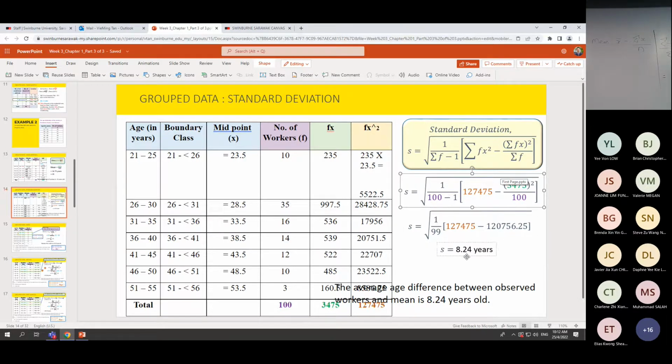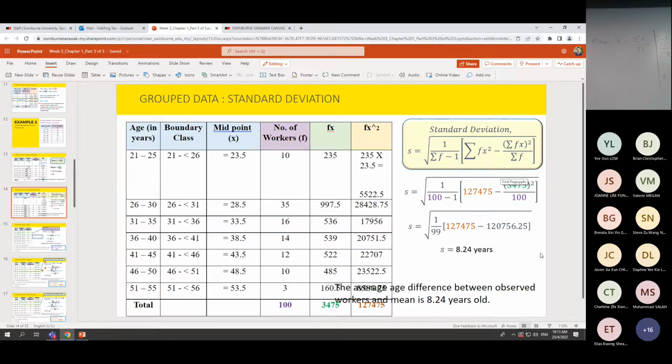100 minus 1 is 99. Then use a calculator to simplify the answer. It is equal to 8.24 years. Standard deviation is always positive. Remember, standard deviation is always positive.